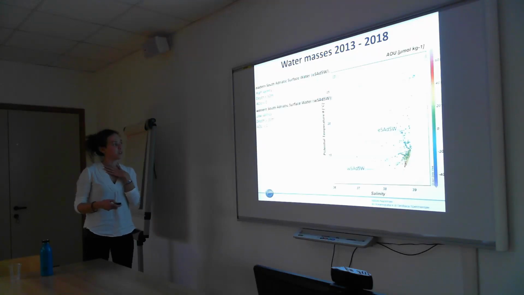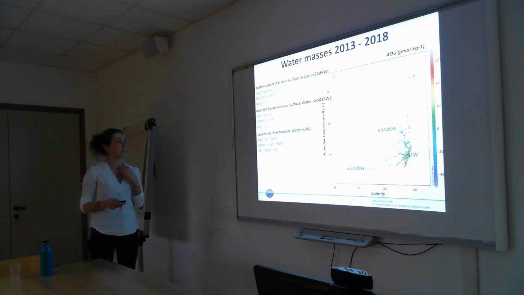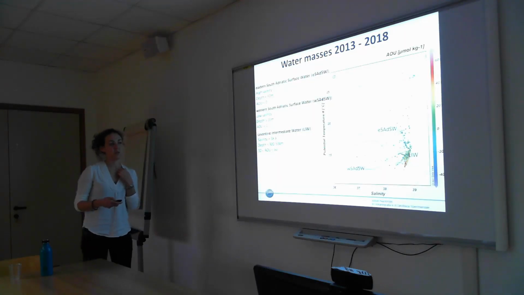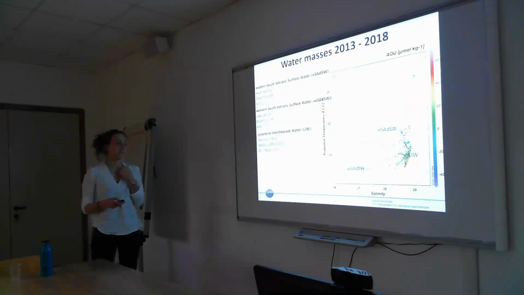Then we found the western South Adriatic surface water that has a low salinity. It's a little bit higher, so less than 20 meters, but it's always an apparent oxygen utilization almost equal to 0. The Levantine intermediate waters that are here have a salinity higher than 38.8, and a depth between 300 and 500 meters, sometimes even more, and an apparent oxygen utilization between 30 and 60 micromoles per kilo.